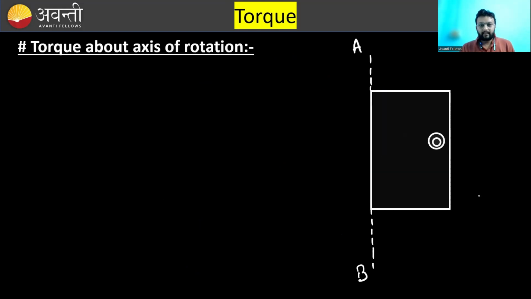Moving further, let's talk about the axis of rotation. This is another big thing, and that's what we are going to use more frequently as compared to what we have studied in the R cross F form. I think this is clear now. Okay, now talk about the axis of rotation.